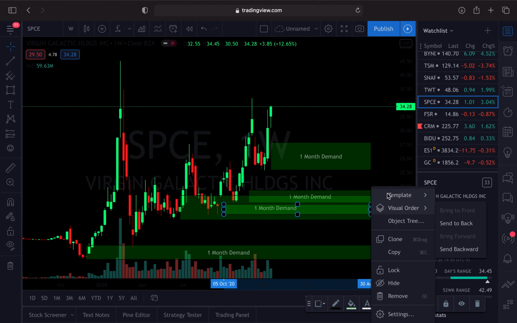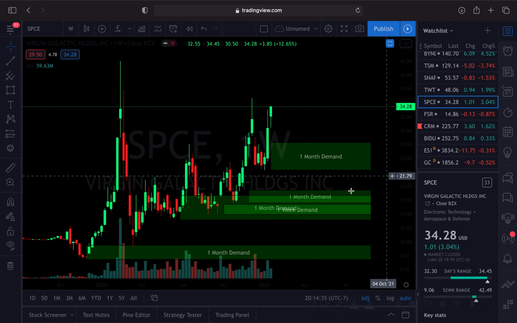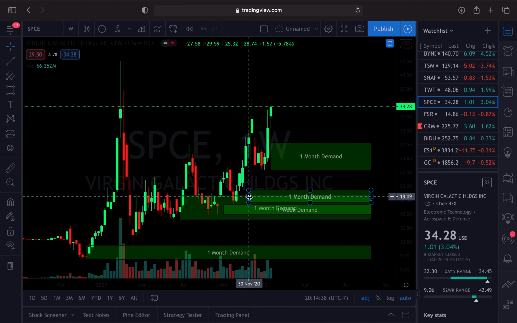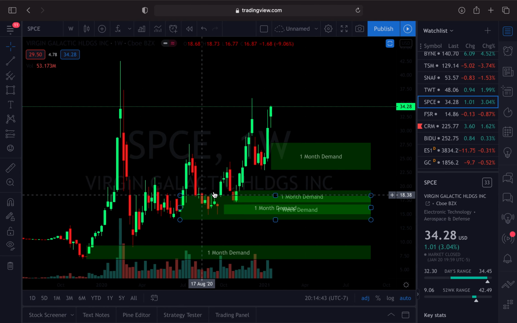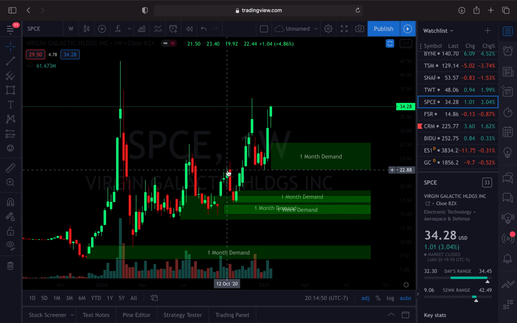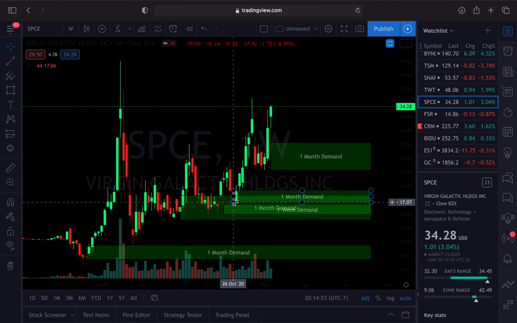I like to always label everything so I can go back and see where I pulled this demand zone from. This monthly was formed right here by this move up. This was a big red candle on the monthly. We had a massive move up that formed a monthly demand zone right here. Look at this demand zone bounce right here on this monthly demand zone formed a month before.